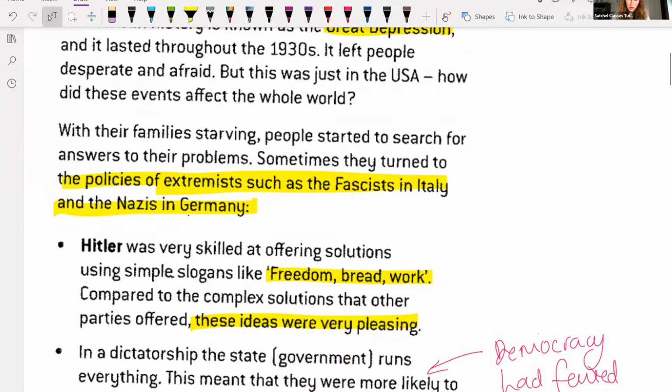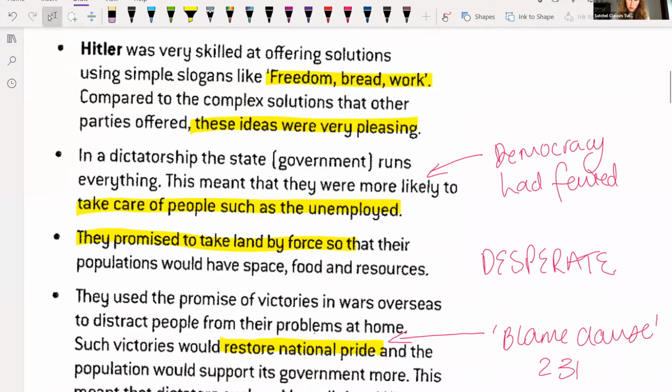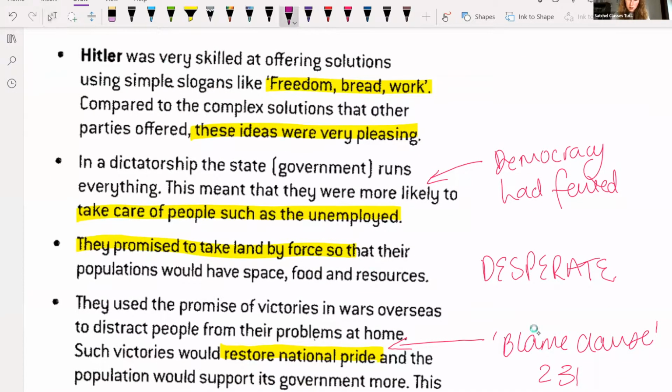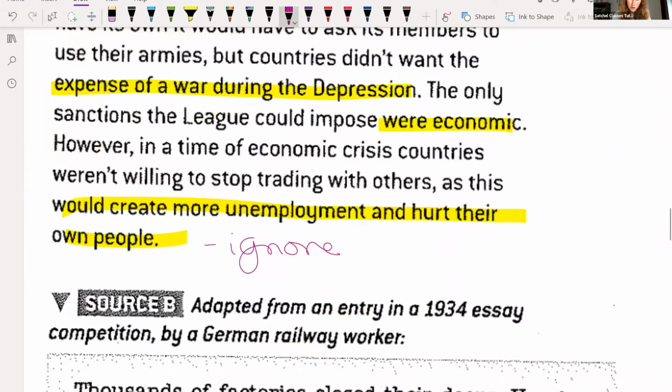So we've got this solution of freedom, bread and work, and the complex solutions that the party offered. So that's going to be my first point.